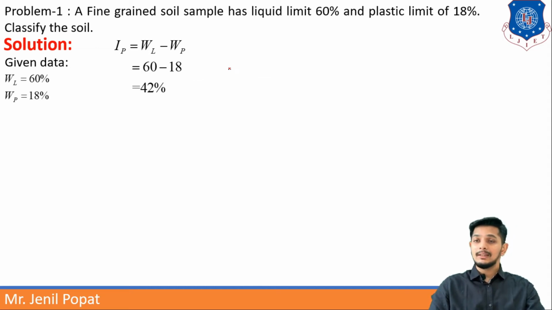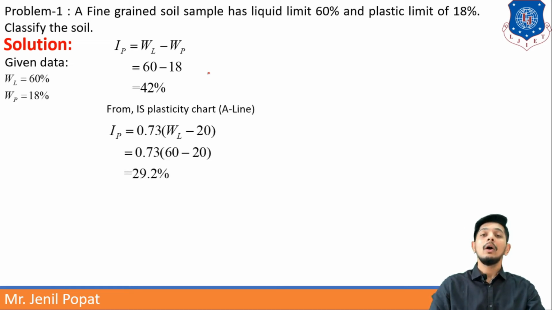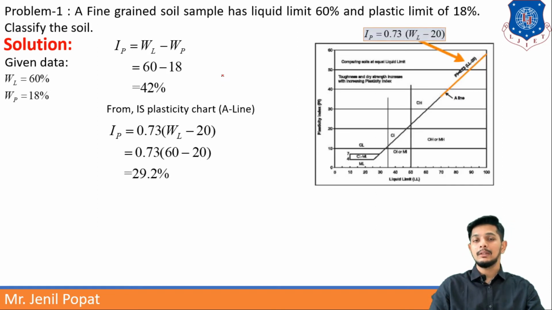Now I know the plasticity index. Since it is a fine grained soil, I have to go with the A-line in IS classification. For that I have to find the equation of the A-line or plasticity chart, which is IP equals 0.73 (WL minus 20). Putting the WL value as 60, I am getting IP as 29.2%. In this graph, if we see, this line has value 29.2, so the line comes somewhere here.